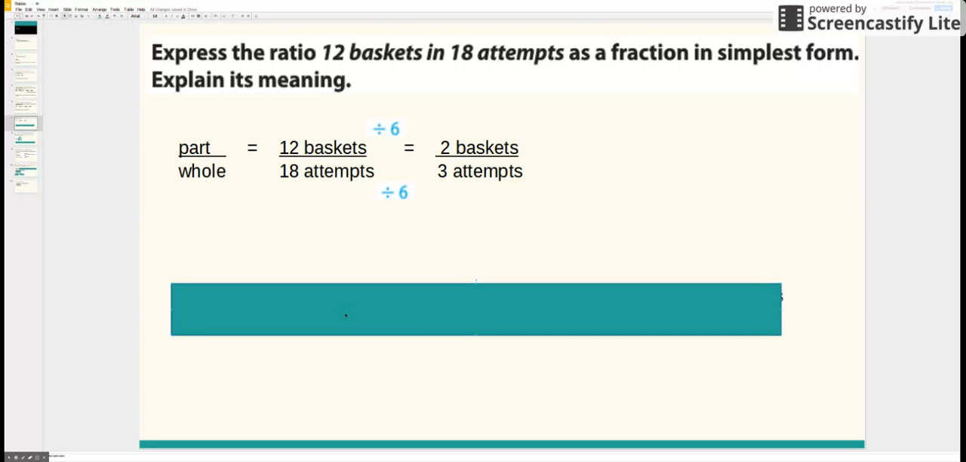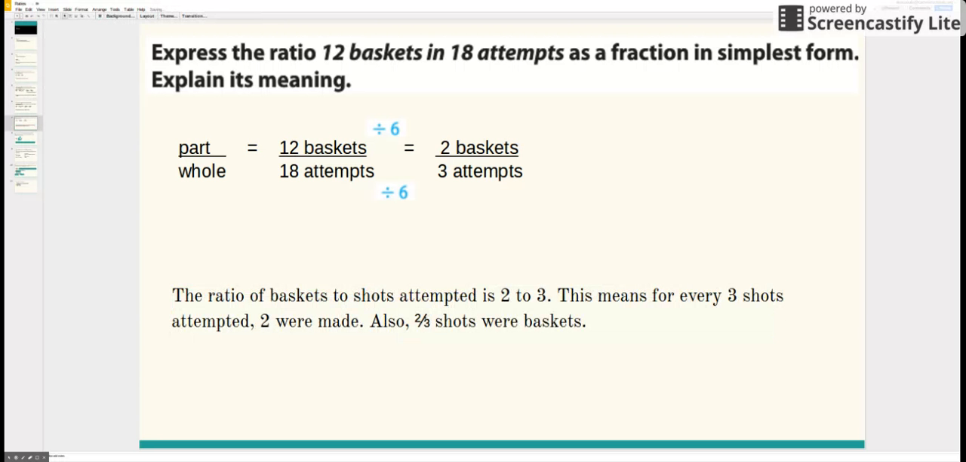In terms of what does it mean, the ratio of baskets to shots attempted is 2 to 3. This means that for every 3 shots attempted, 2 were actually made. Also, you can think of it as saying 2/3 of the shots were baskets.